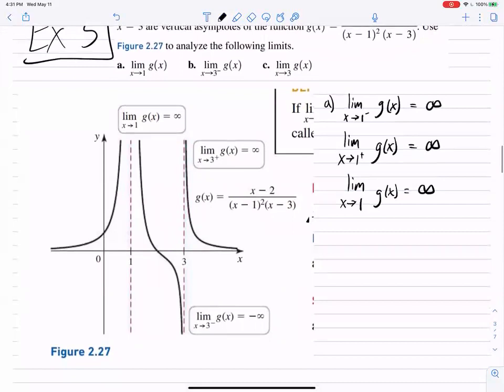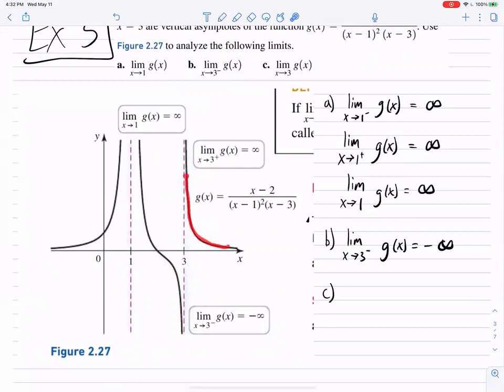But what about for part B? What if we approach 3 from the left? If we approach 3 from the left, we're going down here to negative infinity. And so the limit as x approaches 3 from the left of g of x is going to be negative infinity. But what does that imply for the total limit? Well, the limit from the right we see is going up to positive infinity.